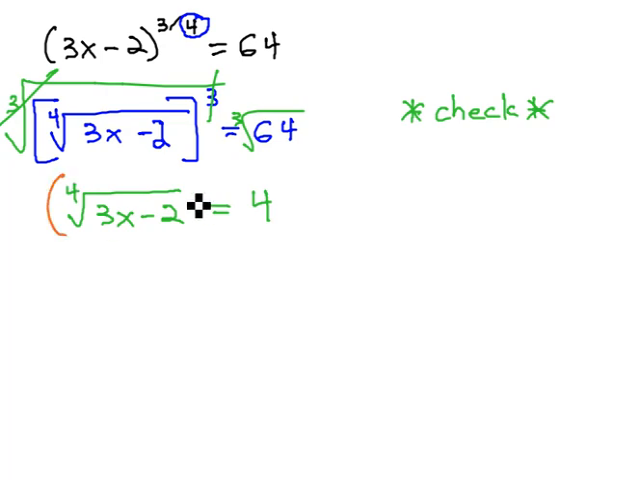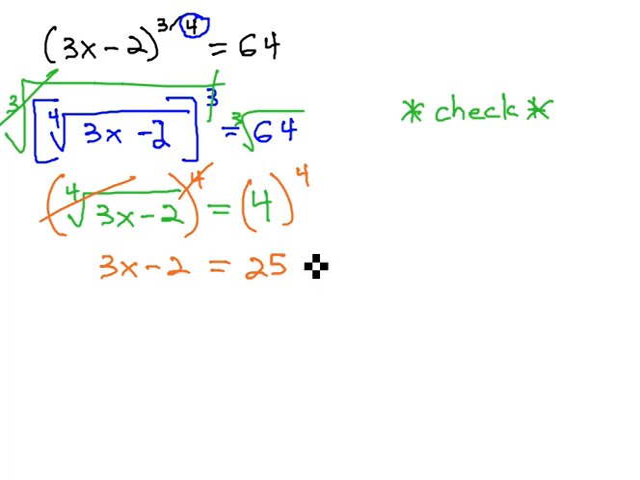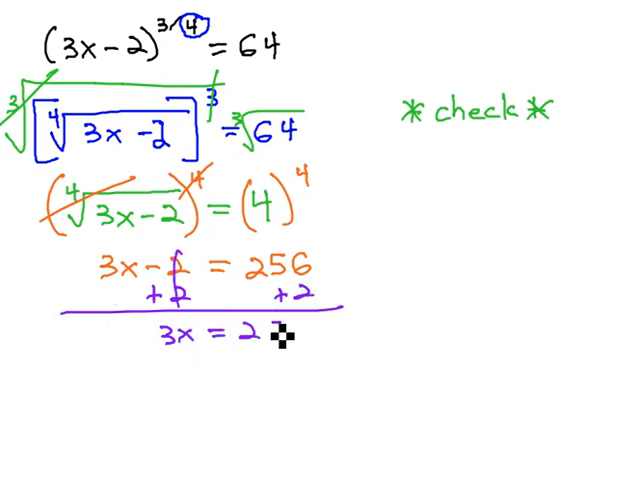Now, we can get rid of the 4th root with a 4th power on both sides. 4th root and 4th power are inverses. We're left with 3x - 2 equals, and 4 to the 4th power is 256. We're left with a two-step equation. We can quickly solve by adding 2. 3x equals 258. And finally, dividing both sides by 3, to give us x equals 86.